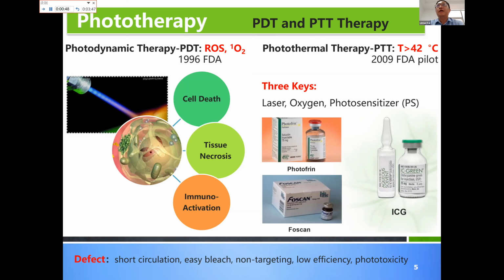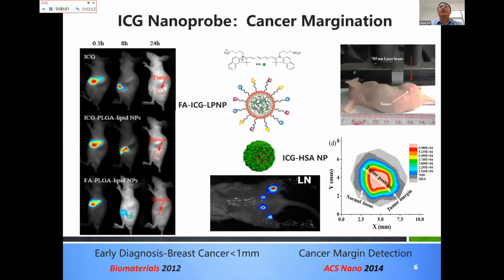So we can use different nanomaterials as a drug delivery system to get these nanoprobes. I use indocyanine green, ICG, nanoprobes to do early diagnosis. We can use these nanoprobes to detect breast cancer at a very early stage. This is a very small one, only 1 millimeter. We can see this one, and also use this technique to detect cancer margins, so you can very accurately shine the laser on these areas.